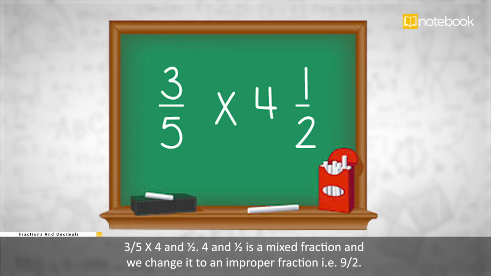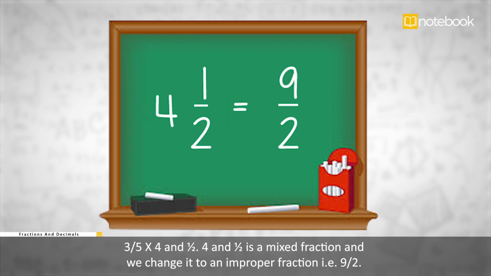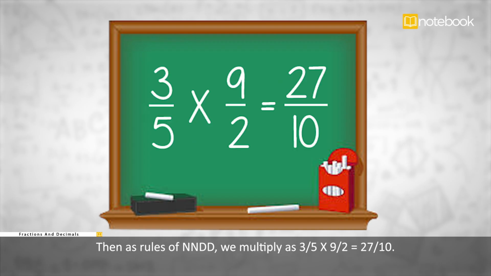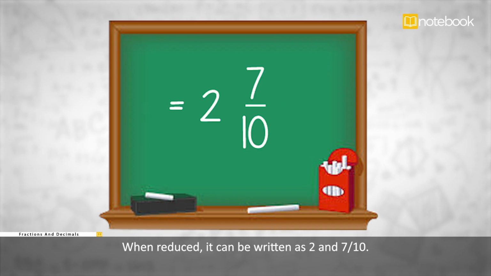Let us multiply 3 by 5 into 4 and half. 4 and half is a mixed fraction and we change it to an improper fraction, that is 9 by 2. Then as rules of NNDD, we multiply as 3 by 5 into 9 by 2, which is equal to 27 by 10. When reduced, it can be written as 2 and 7 upon 10.